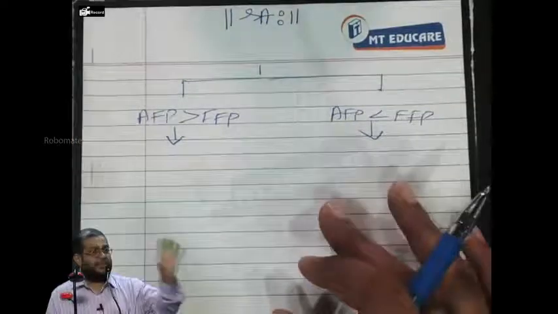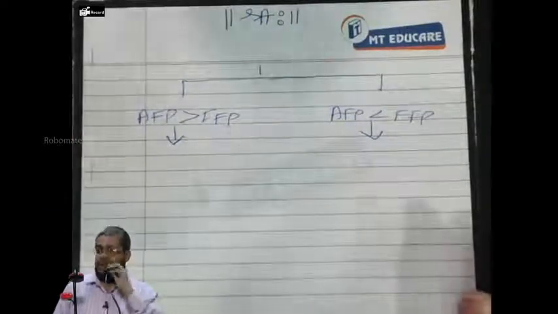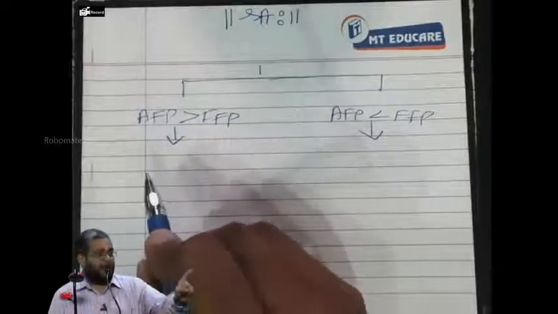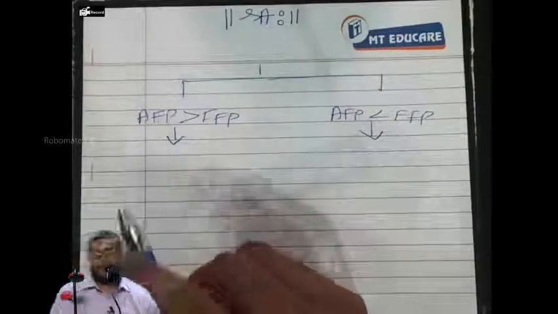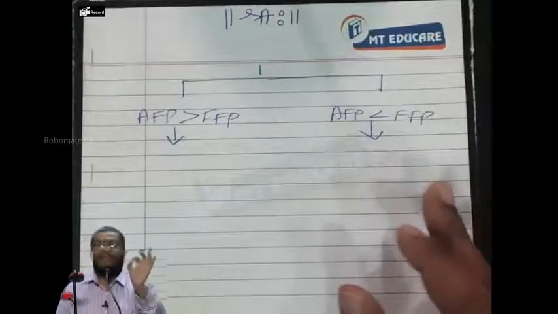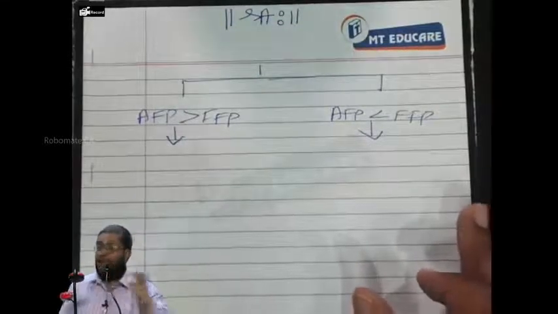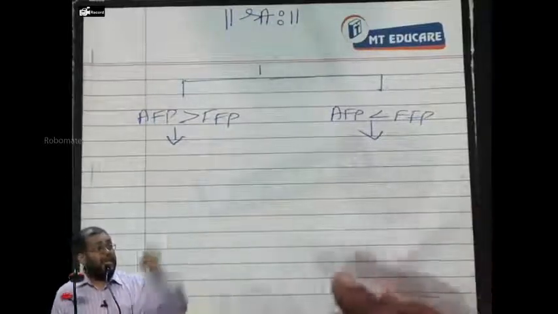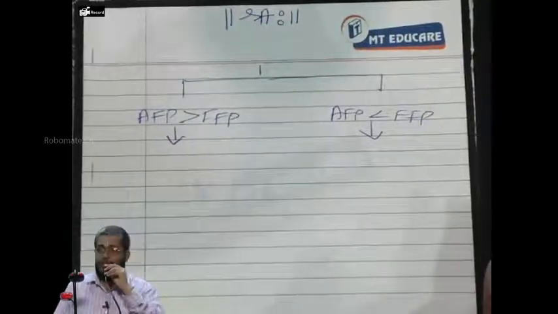Actual futures price is more. Fair futures price is less. Tell me, in the futures market, the given asset is overpriced or underpriced? Overpriced. Suppose let's take an asset as gold. The gold is overpriced in the futures market, not the spot market.